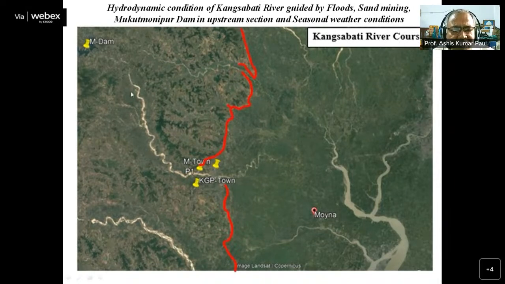And you can see how the Kangsabati River is cutting across the lateritic highland area, which is elevated up to 65 meters. That means it ranges from 35 meters to 65 meters. This is the lateritic highland, and the river is cutting across the highland and debouching into the Bhagirathi-Hooghly basin, which is a very low-lying area, lying below 30 meters elevation.